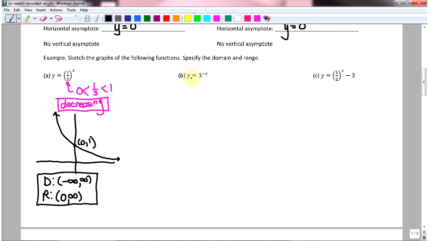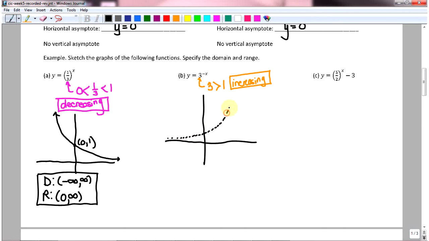Going on to part B, we have y is equal to 3 raised to the negative x power. So we're going to look at our base of 3. Since 3 is a number that's bigger than 1, that tells me that this is going to be an increasing exponential function. Now this is just looking at if we had 3 to the x power. Okay, so I'm going to draw that in as a dotted line because notice we don't have 3 to the x. We have 3 to the negative x. So 3 to the x would be an increasing graph.